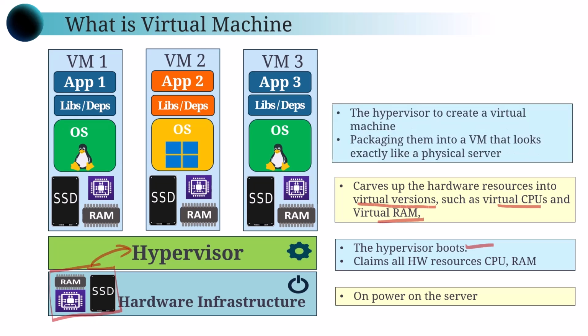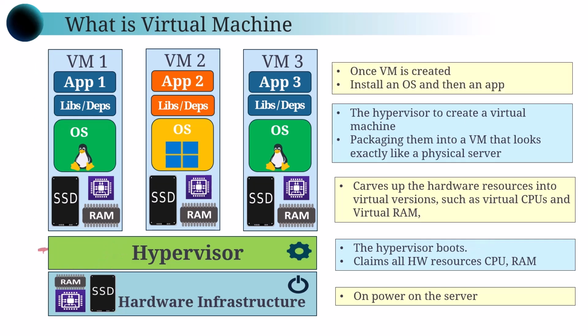Then the hypervisor creates virtual machines, which look exactly like the physical server. Once the VM is created, we need to install the operating system, followed by the applications and their dependencies. As you can see, each of the virtual machines has its own virtual resources, like virtual RAM and CPU. Within each of the virtual machines, VM1, VM2, and VM3, each has its individual operating system. Some of them have Linux, while some have Windows. Then on top of that, you install your specific applications.